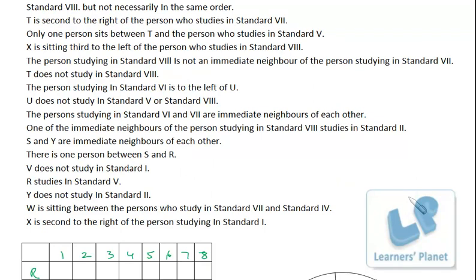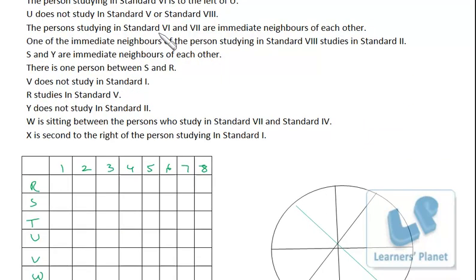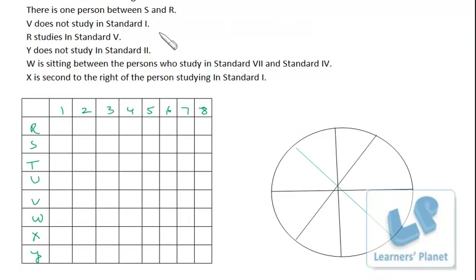T is the second to the right of the person who studies in standard 7. So we got two things from here. First thing, T is not in standard 7, and T is second to the right of the person who studies in standard 7. So I assume T is here and the student from grade 7 is here. So T is 2 steps right. And T is not in standard 7.